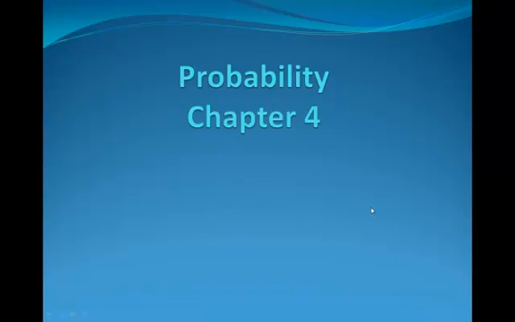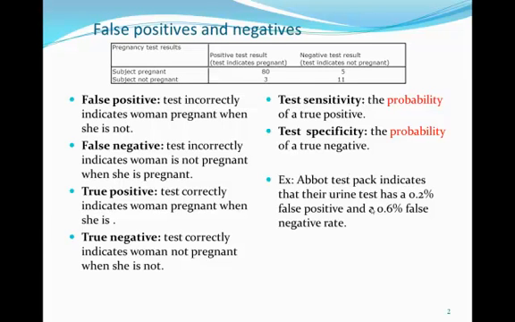All right, so let's move on to chapter 4, which is probability. This is a typical table we're going to encounter in chapter 4. I deal a lot with the conditional probability.